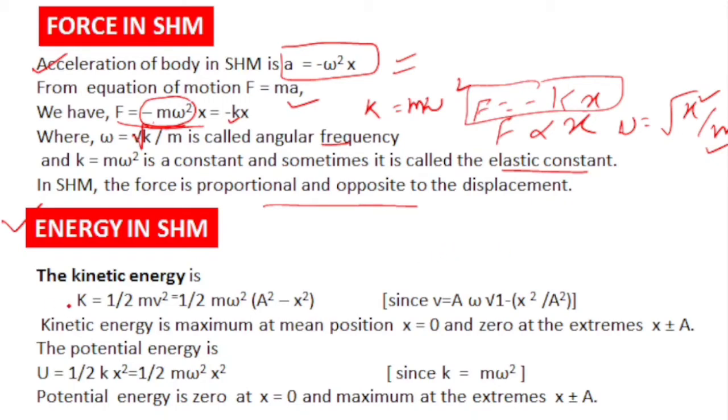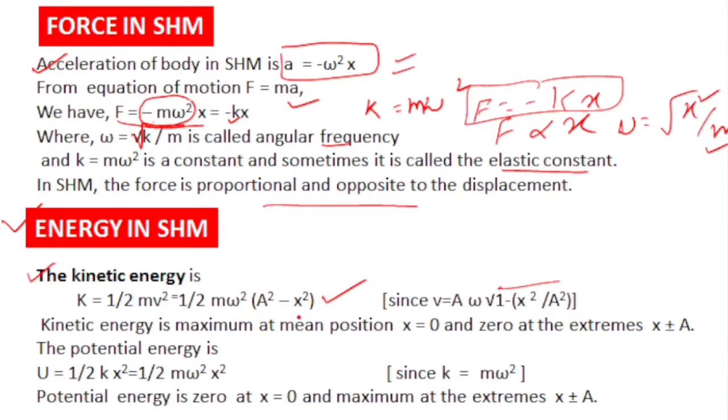I'm going to derive that one. First one is kinetic energy. Kinetic energy is half mv square, and v we already derived in the previous slide. V is a omega under root 1 minus x square by a square. You put this value in place of v square, you get half m omega square (a square minus x square). This is the equation of kinetic energy.